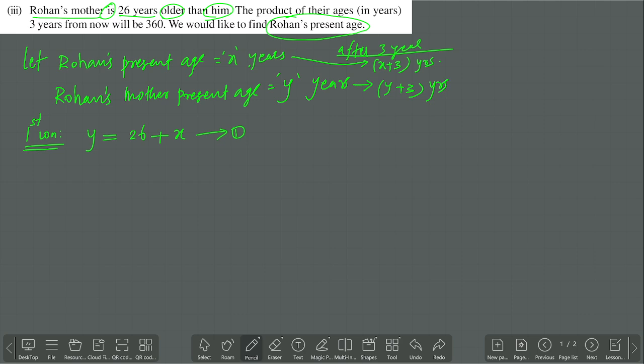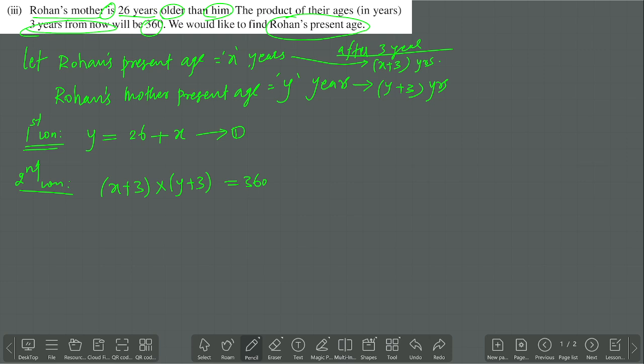Right. So what is the second condition? Very clearly, if you want to put a box like which I gave already, in that pattern also you can make. The product of their ages 3 years from now, in the sense when you multiply these together, we are getting 360. So Rohan's age after 3 years multiplied by Rohan's mother's age after 3 years, when you multiply, we are getting 360. That's it. Is it understood?